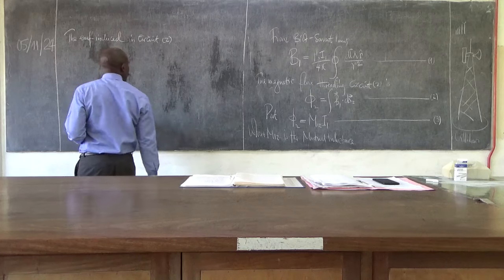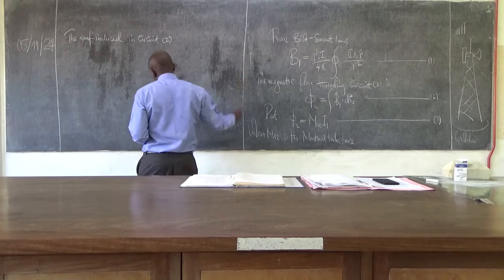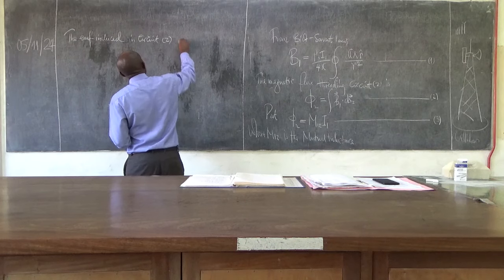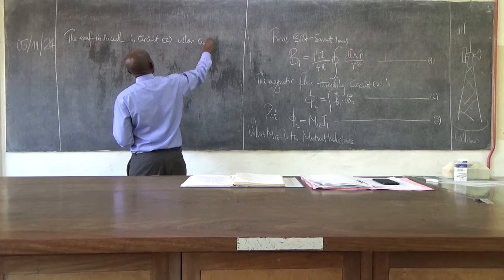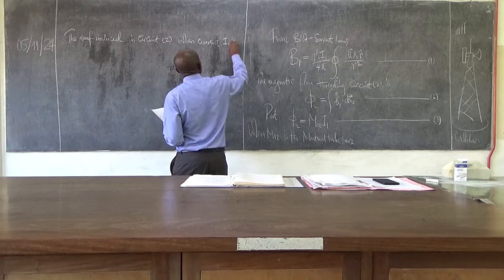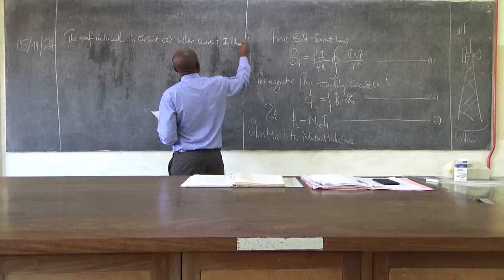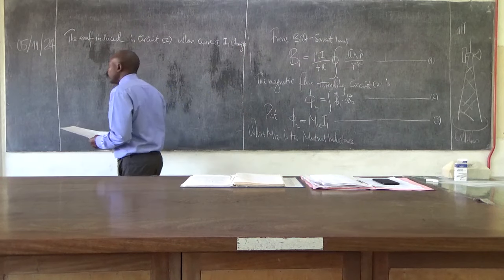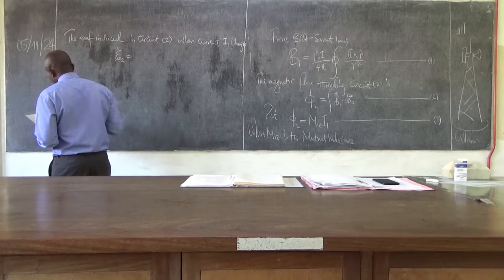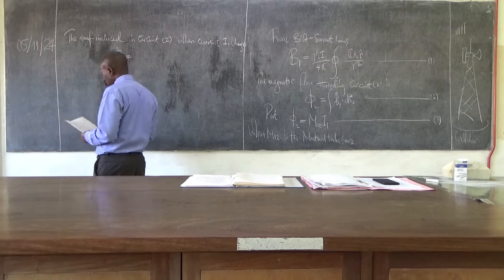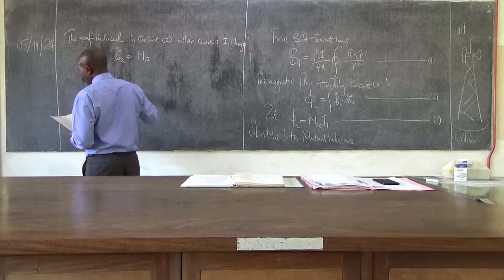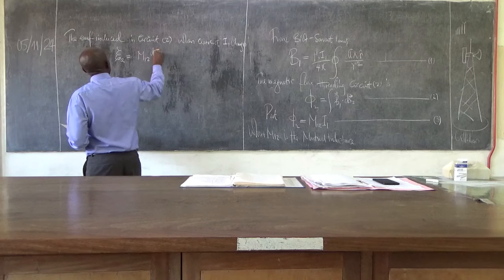when current I1 changes, so our induced EMF E2 would be the same as M12 times dI1 over dt.